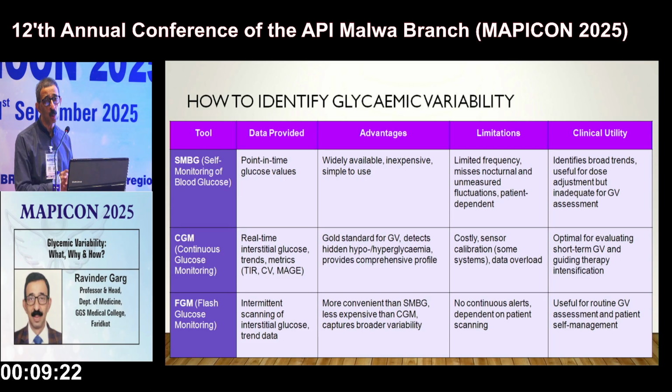Second is continuous glucose monitoring. Now this is the latest and the most important.